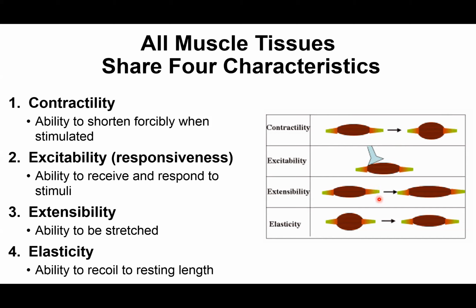Additionally, all muscle types are extensible, which means they can be stretched. Okay, so they can get longer if necessary. And then finally, all muscle types are elastic. And so that just means they're able to reform their original shape after they've been stretched. So it's kind of like a rubber band. When you stretch the rubber band, it goes back to its original shape and its original tightness for the most part. Muscle is really no different. It's elastic.